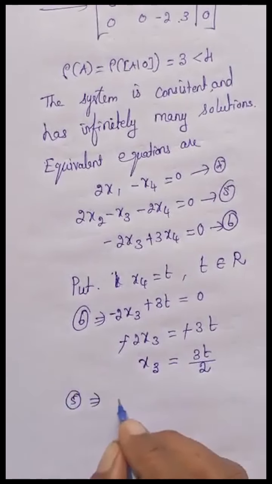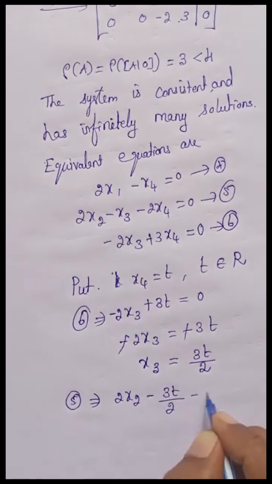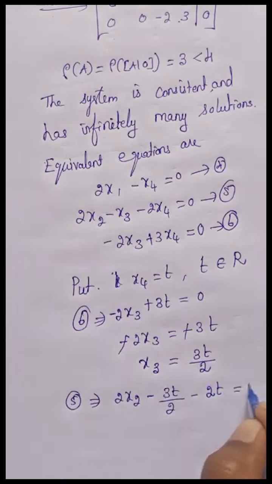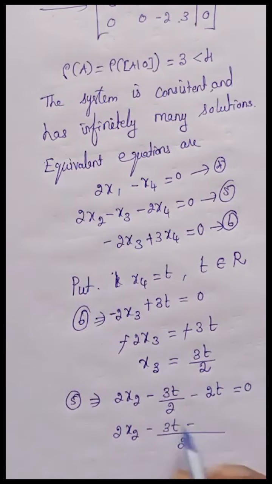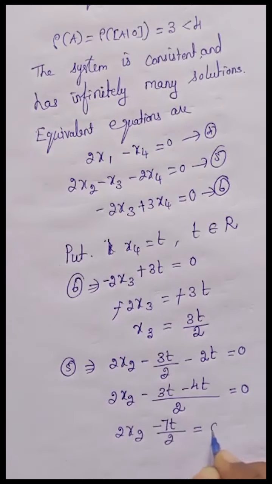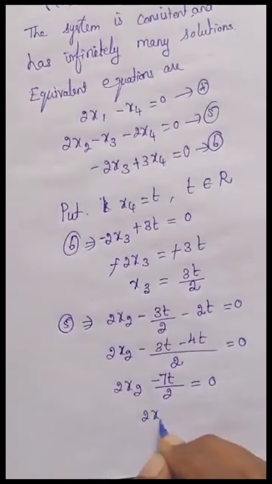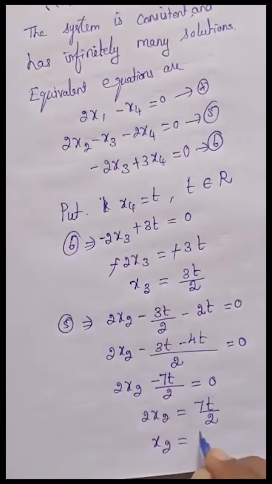So equation 5 implies 2x2 minus x3, that is 3t by 2, minus 2x4, x4 is t, is equal to 0. So 2x2 minus, take LCM, LCM is 2, 3t minus 2 into 2, 4t is equal to 0. Or 2x2 minus 3t minus 4t, that is minus 7t by 2, is equal to 0. Or 2x2 is equal to 7t by 2. Or x2 is equal to 7t by 4, since 2 into 2 is 4.